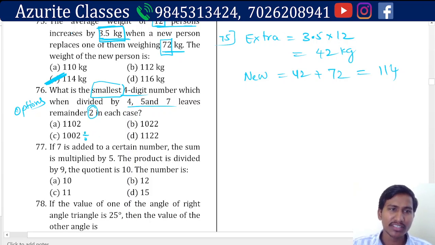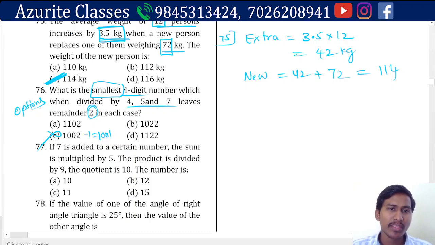But let us divide by 7 now. 7 ones are 7, 7 fours are 28, 7 threes are 21, so 1002 divided by 7 leaves remainder 1. So that is not the answer. Let us go with the next option. Here the remainder is 1, so if you minus 1, 1001 will come.